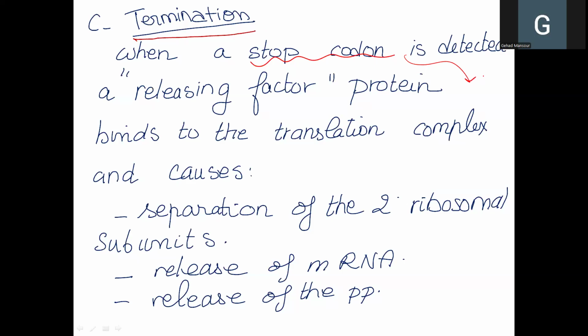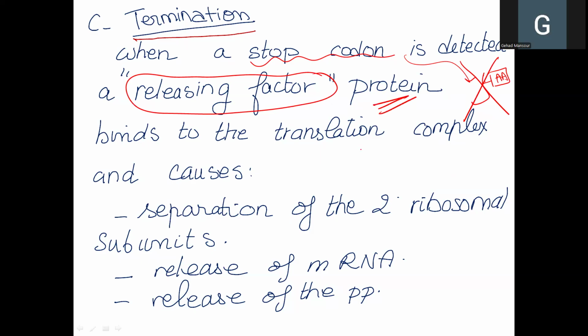So what are we going to do if there is no transfer RNA carrying a specific amino acid that corresponds to the stop codon? Instead of that imaginary transfer RNA that does not exist, we will have a releasing factor. The ribosome will recruit a protein, and the releasing factor is a protein. And that releasing factor will play the role of the transfer RNA, and it will bind.